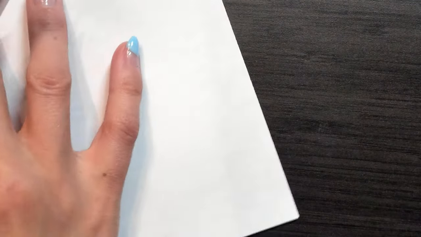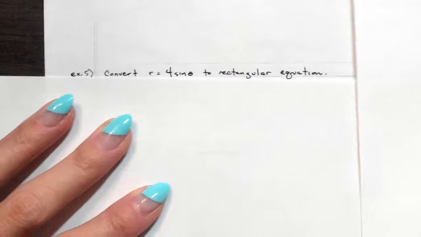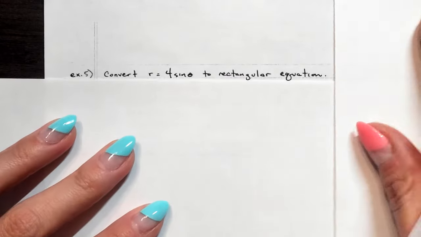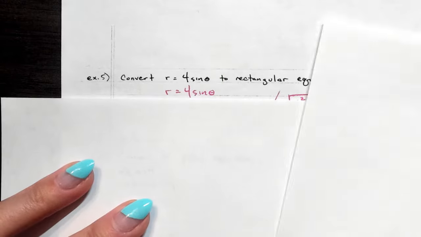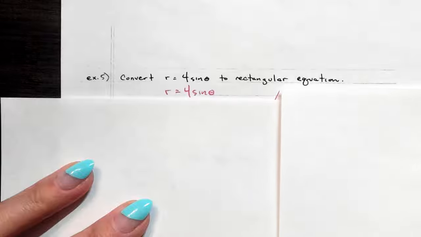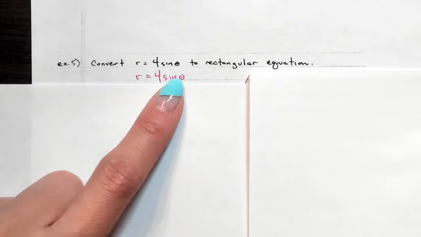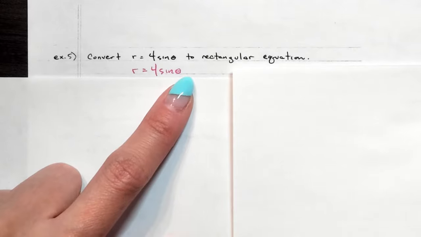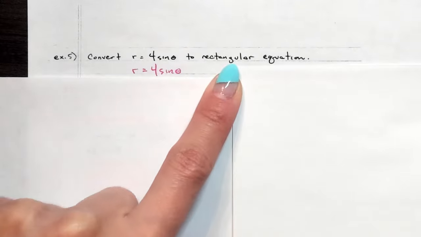You're converting equations. So I actually really like these. So converting to rectangular equations, what you have in the beginning is r = 4 sine theta. So your goal for rectangular is no more r's, no more thetas. So you have to somehow change this into x's and y's.